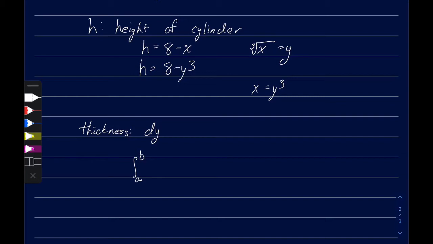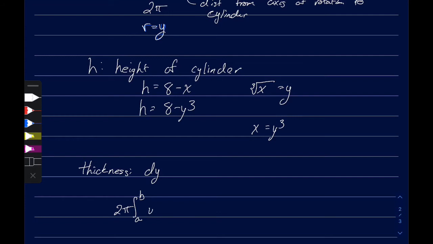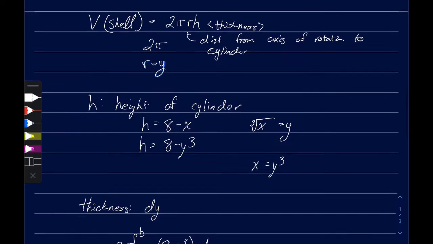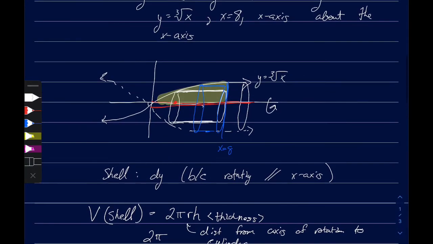So plugging all this in, we have the integral from a to b. We still haven't found our bounds yet, but let's plug everything that we do know in. 2 pi, we can stick on the outside. R is going to just be y times the height of the cylinder, 8 minus y cubed, dy. So now we just have to find a and b. So let's look back at our graph here, and we know that a is our leftmost point and b is going to be our rightmost point of the region.